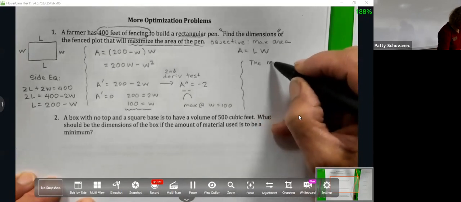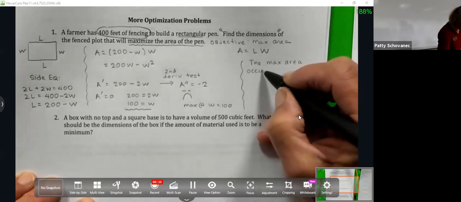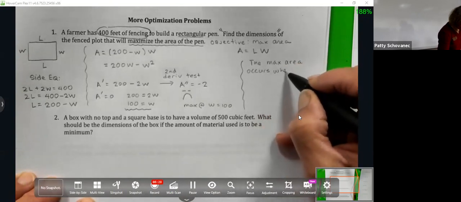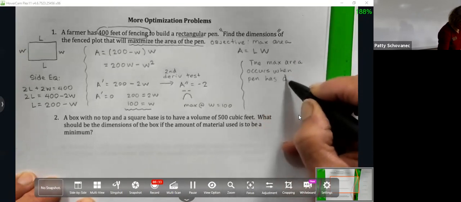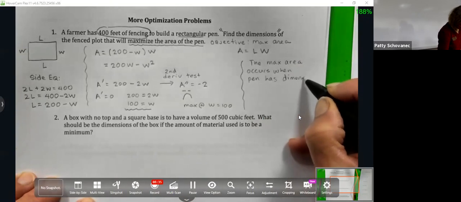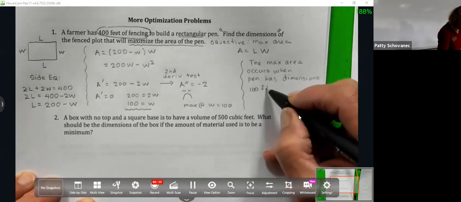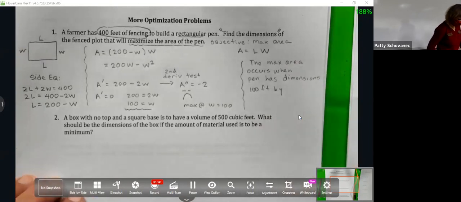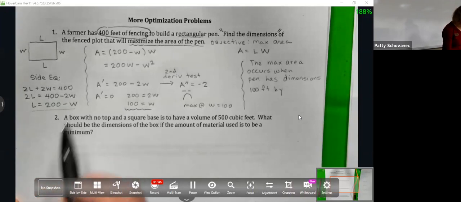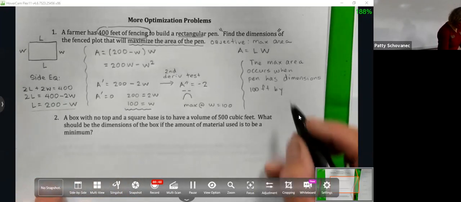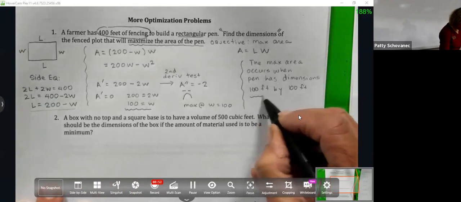The maximum area occurs when the pen has dimensions of 100 feet by, let's see where we find the other one. Over here, L is 200 minus W, so L is also going to be 100 feet. So we've got to make a square.